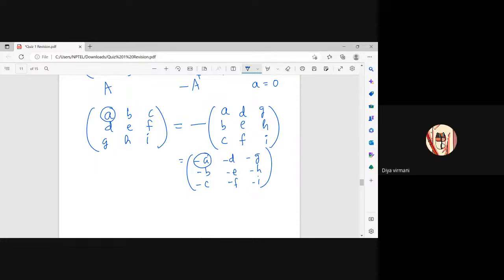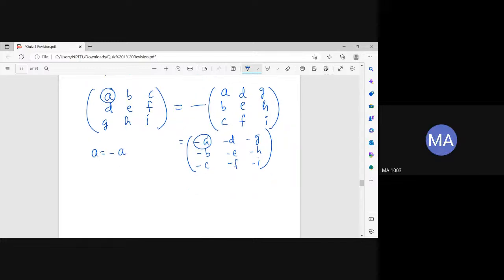When we have A equal to minus A, what can you tell us? Zero. 2 times A is 0, right? So A has to be 0, if A should be equal to minus A. Similarly, E should be 0. Similarly, I should be 0. And B should be equal to minus D.